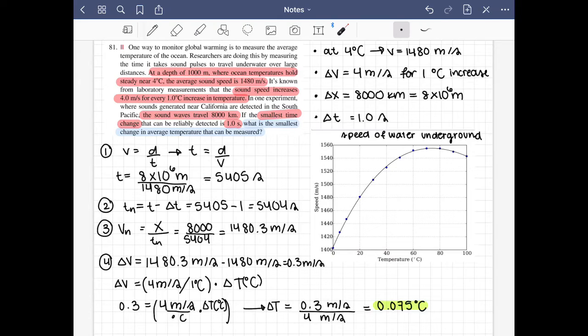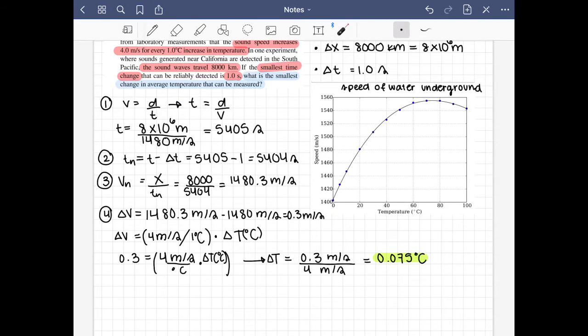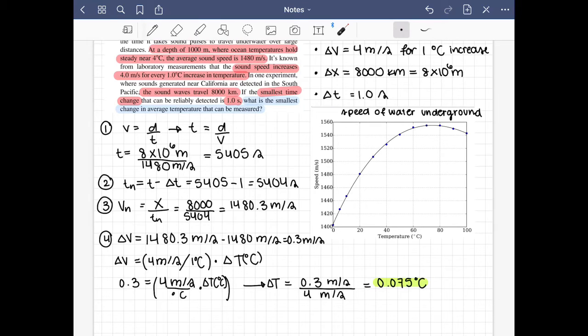So let's begin by solving how long it takes the sound wave to travel 8 times 10 to the 6 meters at the speed that we're given. So we know that velocity is equal to distance over time, therefore time is equal to distance divided by velocity. And if we plug in our values, we're going to get that the time it takes is 5,405 seconds.